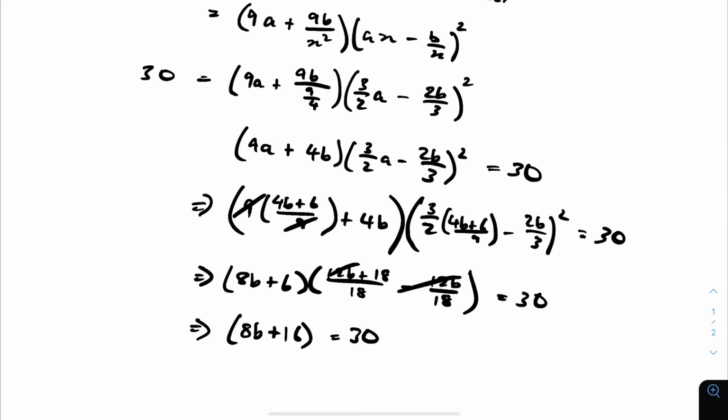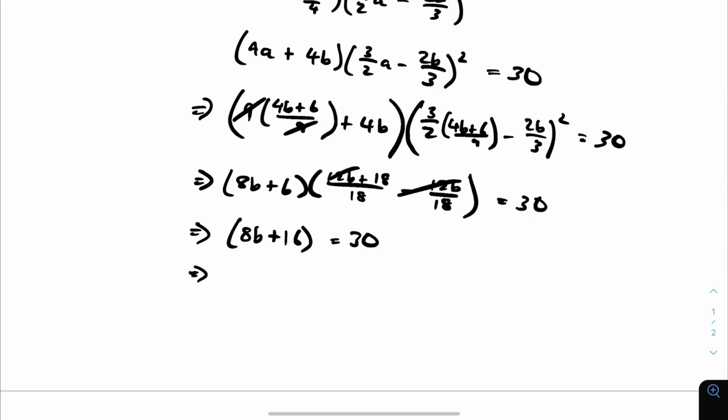So we just have 8b + 6 equal to 30. Sorry, it's not 16, it's 6. Sorry about that. So 8b + 6 equals 30, 8b equals 24. So b is equal to 3.